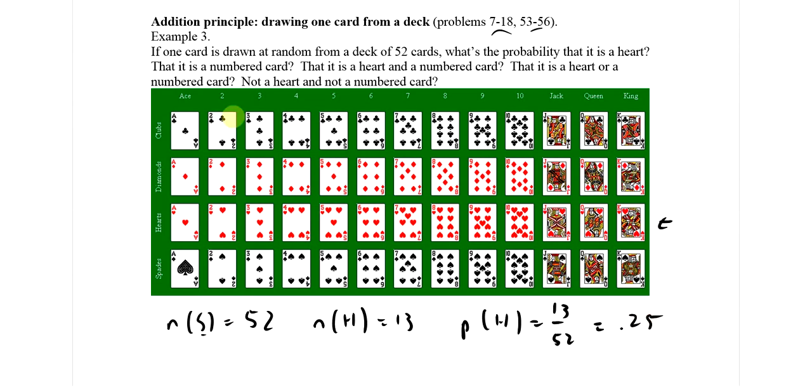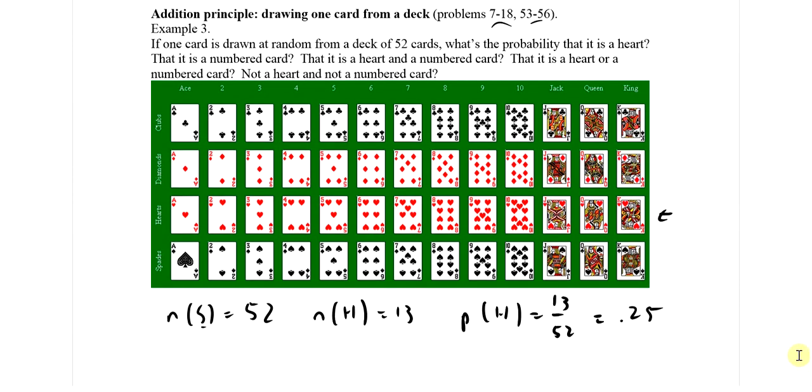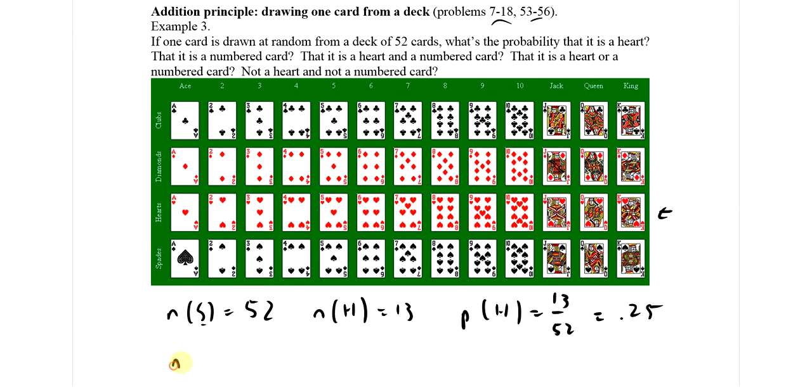There's 4 suits, right? What's the probability of picking a card from one of the 4 suits? That's 1 in 4, 0.25. What's the probability it's a numbered card? So we'll say N of capital N for numbered card. How many numbered cards are there? Well, these are the numbered cards. Ace, 2, 3, 4, 5, 6, 7, 8, 9, 10. Right? So each suit has 10 of them. So there's a total of 40 numbered cards. So the probability of drawing a number card is 40 over 52, and that is 0.7692.